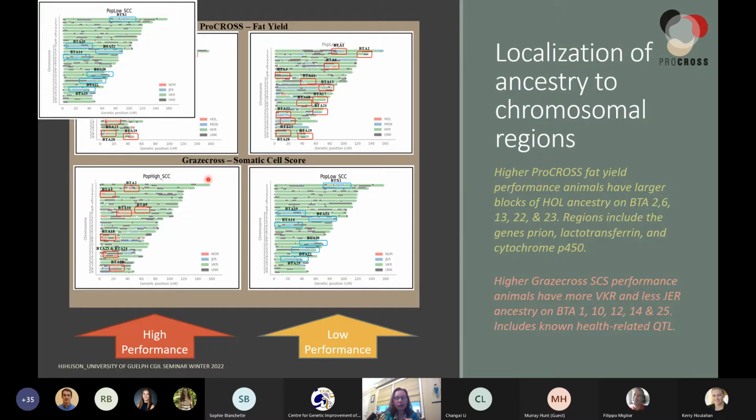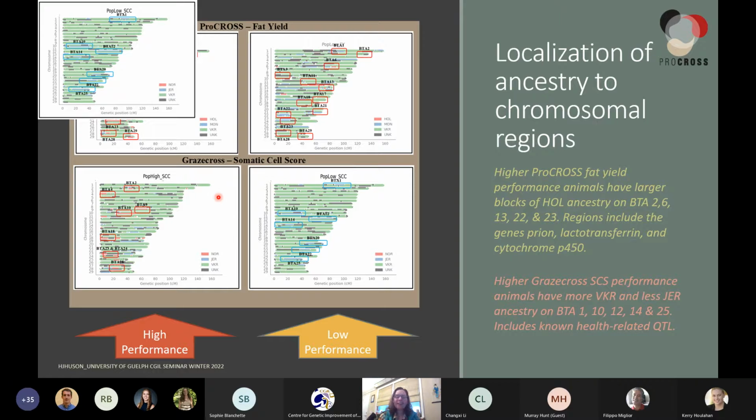So what these pictures are showing you is each horizontal line. This is chromosome 1, chromosome 2, and it goes down through all the chromosomes. And the different colors, whether it's red, blue, green, or gray, represent different breeds, whether it's Holstein, Jersey, Montbéliard, Normandy, whatever's the most appropriate one there.